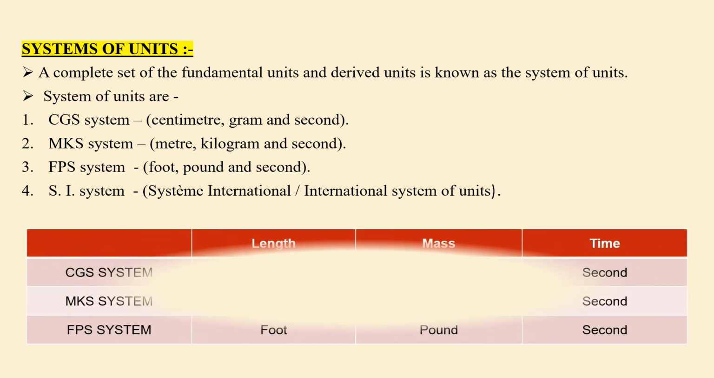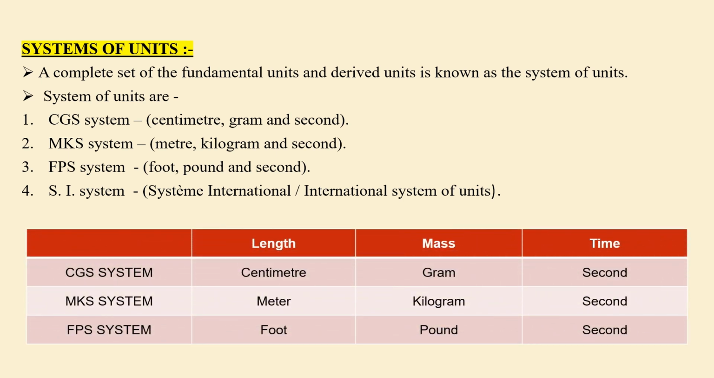In this table we can see the systems of units on the basis of length, mass and time. For the CGS system, length is measured in centimeter, mass is measured in gram and time is measured in second. Similarly, for the MKS system, length is in meter, mass is in kilogram and time is in second. For the FPS system, length is in foot, mass is in pound and time is in second.